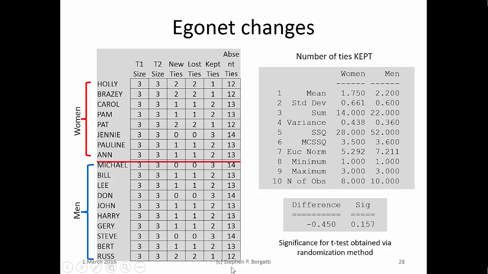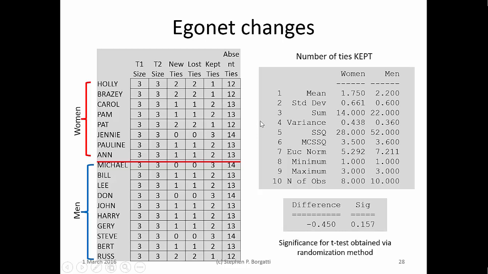And then there's the absent ties. What is absent? Absent ties are ones where in time 1, Holly was not connected to 12 different people. There were a whole bunch of people she was not connected to. And at time 2, she's still not connected to those people. They're kind of kept non-ties.